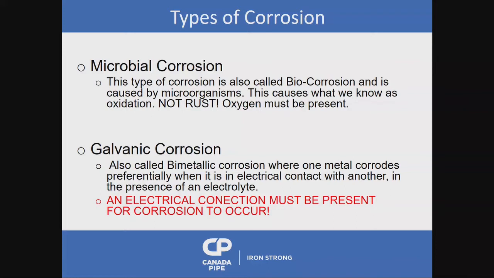These are the different types of corrosion that we talk about when we talk about iron or pipes in general. We talk about microbial corrosion and we talk about galvanic corrosion. This is where we're going to get into a bit of science, so bear with me and I'll try to walk you through it. Microbial corrosion is a biocorrosion. It's caused by microorganisms. It's oxidation, and it's not actually rust. You need an electrical connection for corrosion to occur. What we do worry about is galvanic corrosion. Galvanic corrosion is where one metal corrodes preferentially to another when an electrical connection is present. It's in the presence of an electrolyte.